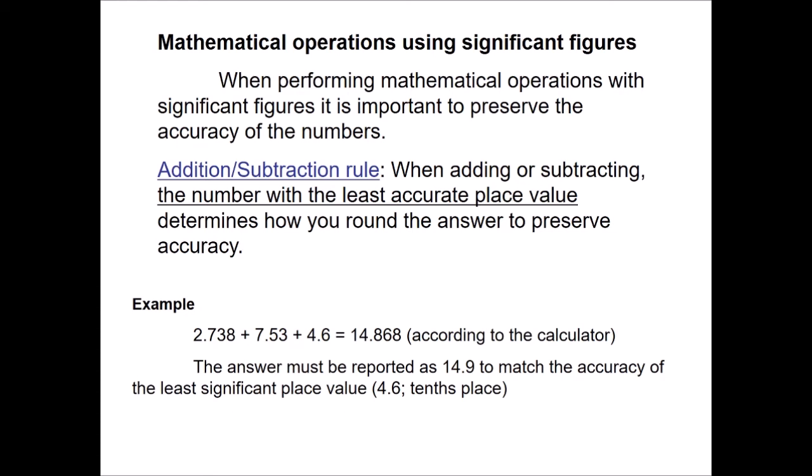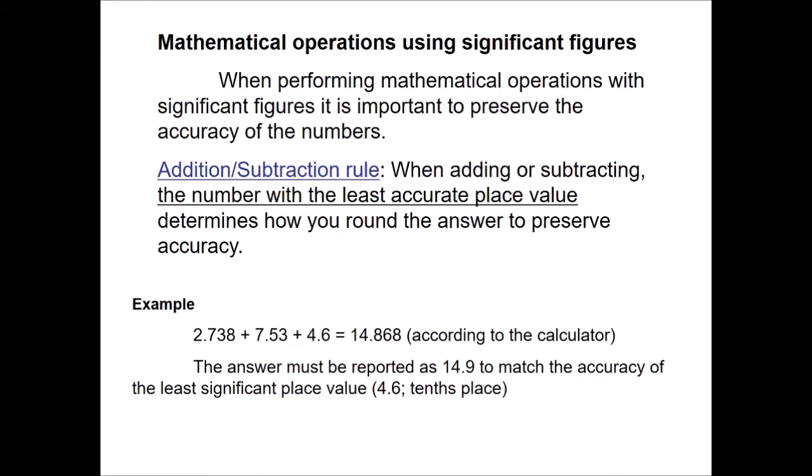So for addition and subtraction, when you have a group of numbers that you're going to add or subtract or both, the number with the least accurate place value determines how you round the answer to preserve accuracy. So I have 3 numbers, as you can see here. One has 4 significant digits, one has 3, and one has 2. Now for this stuff, that's not something we necessarily care about, how many significant digits there are.